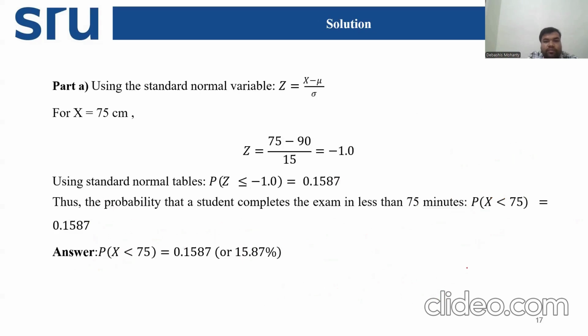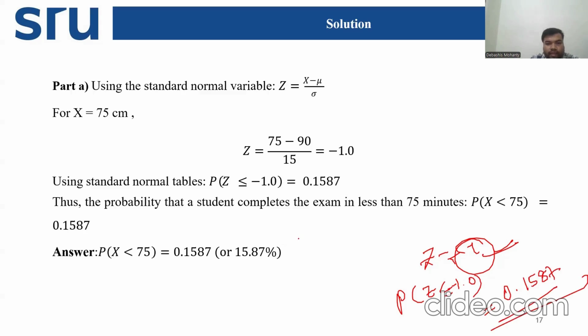So let's come to the solution part. Here you will get the z value equal to minus 1. Again, after finding the z value as minus 1, we need to calculate the probability of z less than or equal to minus 1.0, right? So how to calculate that? Using the normal distribution table, that is 0.1587. Okay, clearly understood. So this 0.1587 is nearly equal to 15.8%. Here you can see the complete one.